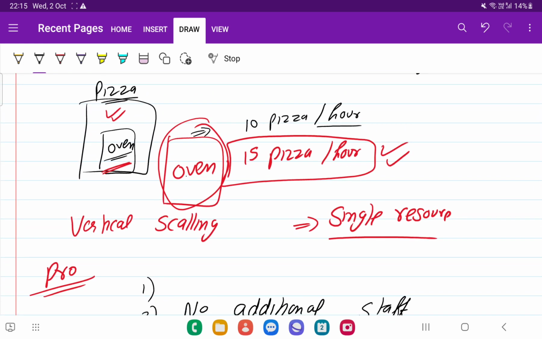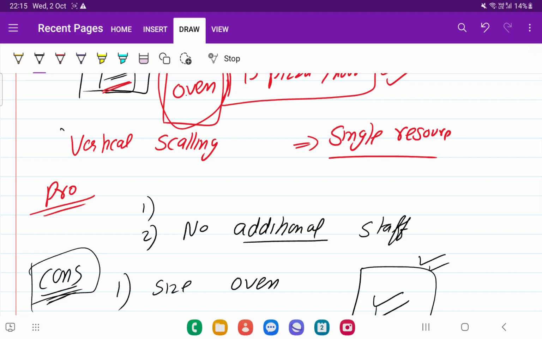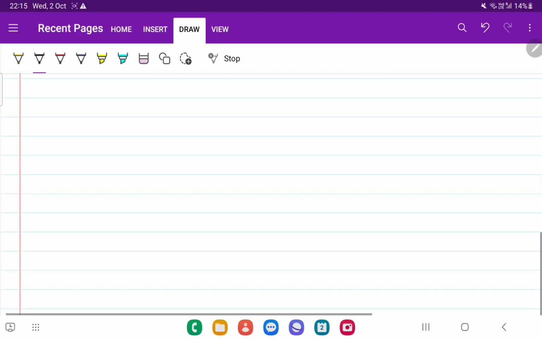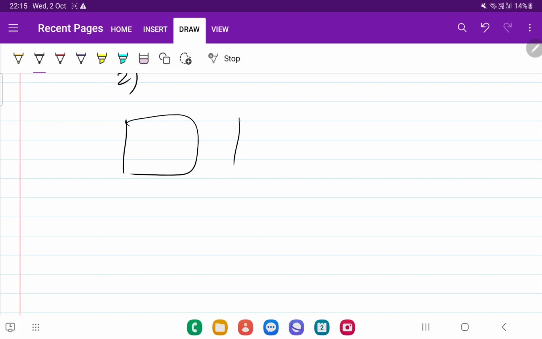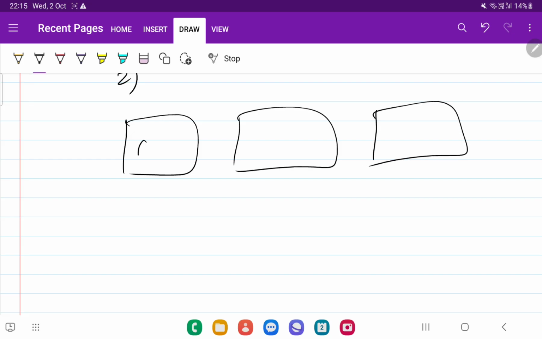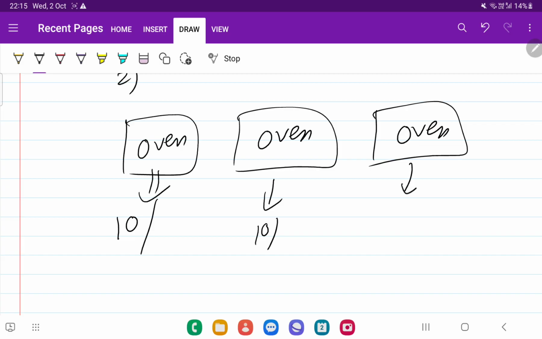Now let's see how we can solve this problem. This problem can be solved by buying multiple ovens. Let's say we purchased 3 ovens. Okay. Now this oven is generating 10 pizza per hour. This is also generating 10 pizza per hour. This is also generating 10 pizza per hour. Okay. Now this is known as horizontal scaling.